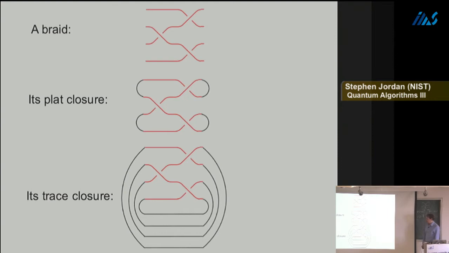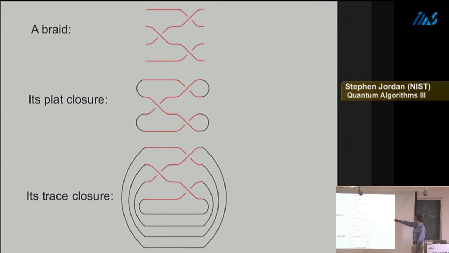So now let's start to move back towards our original problem, which was distinguishing links. So what's the connection between braids and links? Well, here's one. You can actually make links out of braids.